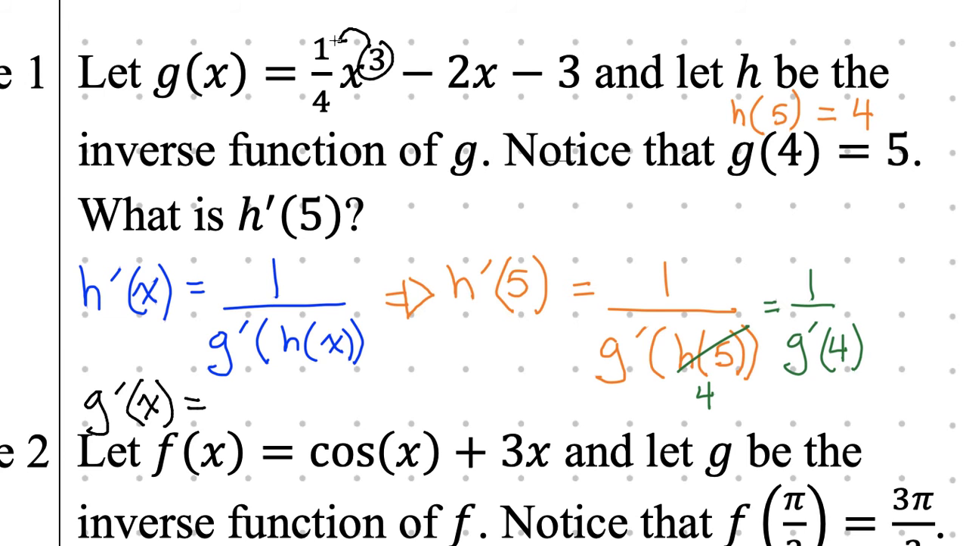3 comes down in front, right? 3/4 x to the second. Keep going. Minus 2. And then 0. And that's 0. Yeah, so done.